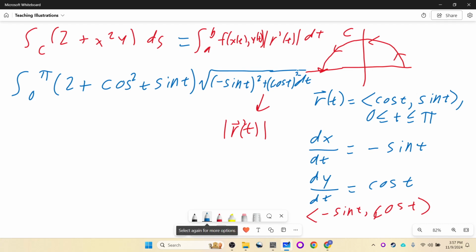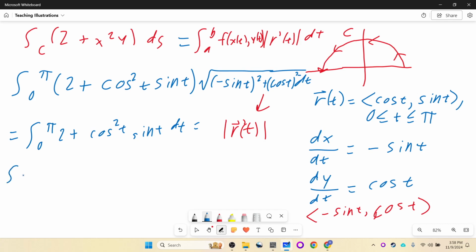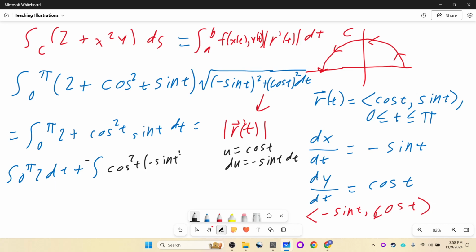All right, so let's keep working this out. Well, sine squared plus cosine squared, that's 1. So this becomes the integral from 0 to pi of 2 plus cosine squared t sine t dt, which is, let's see, the integral from 0 to pi of 2 dt plus, now this part, let's put in a u sub. U equals cosine of t, du equals negative sine t dt. I'll put a minus here, and then a cosine squared t, negative sine t dt.